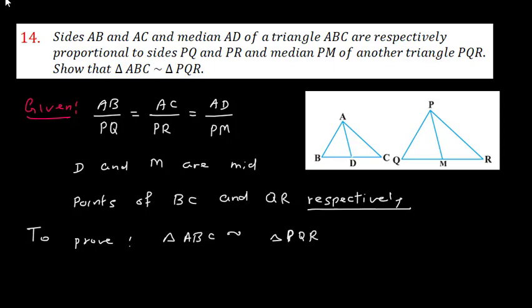Now to prove, either I will prove that angle A is equal to angle P, then by side angle side I can prove, or I will prove that AB upon PQ is equal to BC upon QR. Then also I can prove that these two triangles are similar. Now as these three sides are given, they are not framing any triangle.